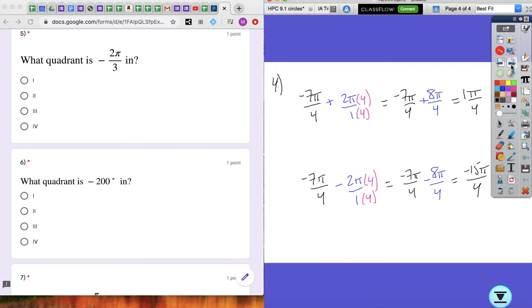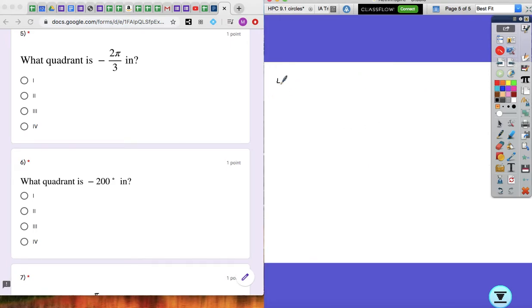All right, now we're on to trying to decide what quadrant something is in. So negative 2 pi over 3. If something is in radians, and especially if it's negative, you're probably going to want to fix that. So I can find a coterminal angle with this by adding 2 pi. And I'm choosing to add because I'm trying to get this negative into the positive zone. If I were to subtract 2 pi, I would just keep going negative. So I'm going to try to add 2 pi to see if I can get this angle to become positive.